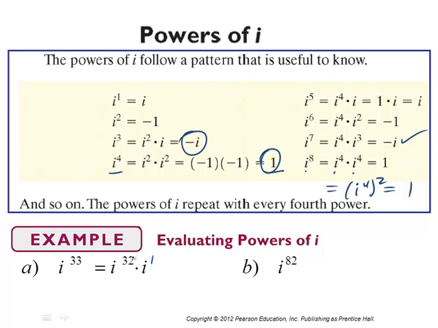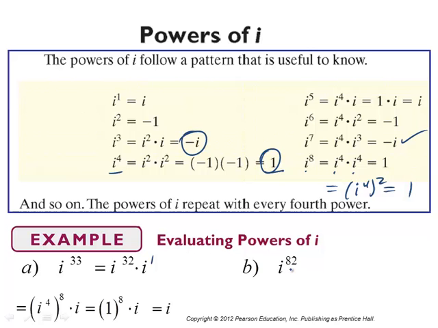Remember, the powers add. Anyway, I to the 32nd power means I to the 4th power raised to the 8th power. Remember the product rule for those exponents. But I to the 4th power is 1. So this is 1 raised to the 8th power, which is 1, times I, which is just I. So I to the 33rd power is equal to I.